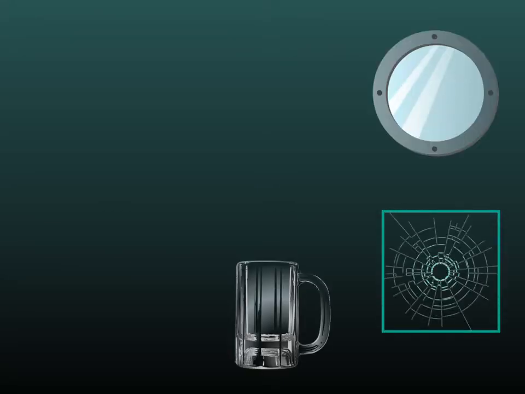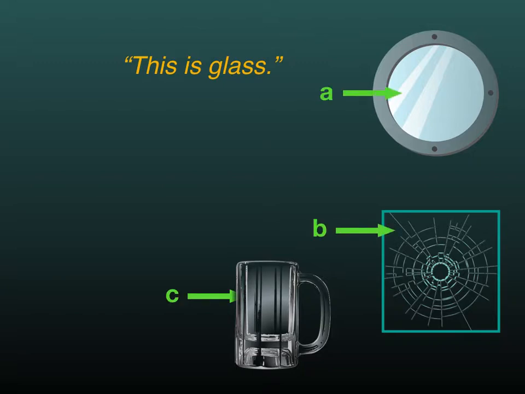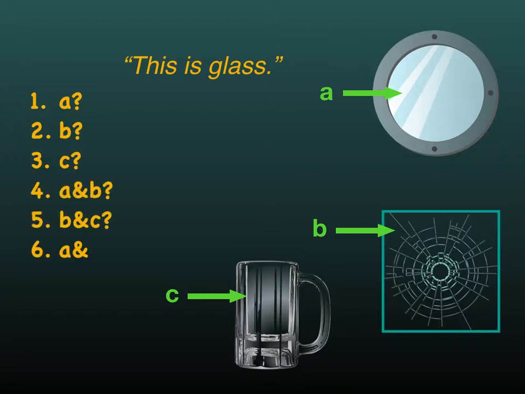First, look at these and this sentence. So, which of these is the sentence about? Choose one from this list of answers. Okay, here is the correct answer. Number 4.